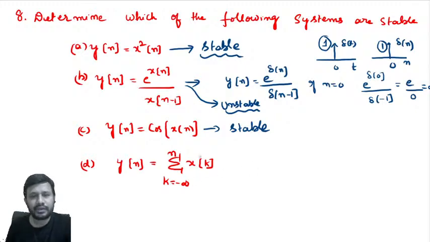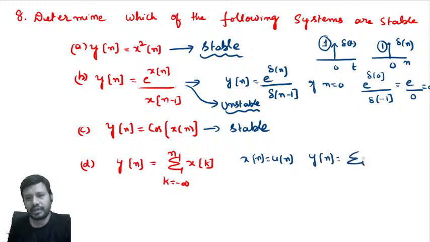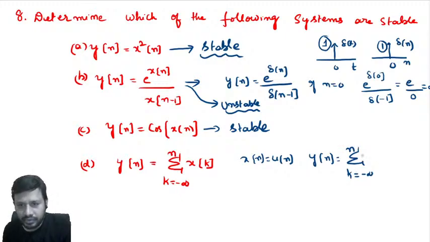This one: y of n is equal to summation k varying from minus infinite to n, x of k. What happens if I substitute x of n is equal to u of n? Already we have seen this one. Y of n is equal to summation k varying from minus infinite to n, u of k.